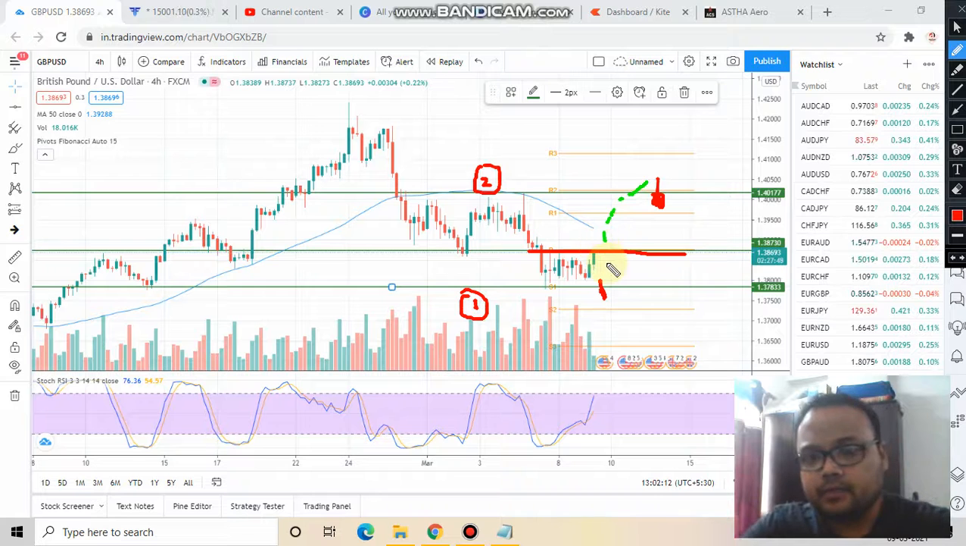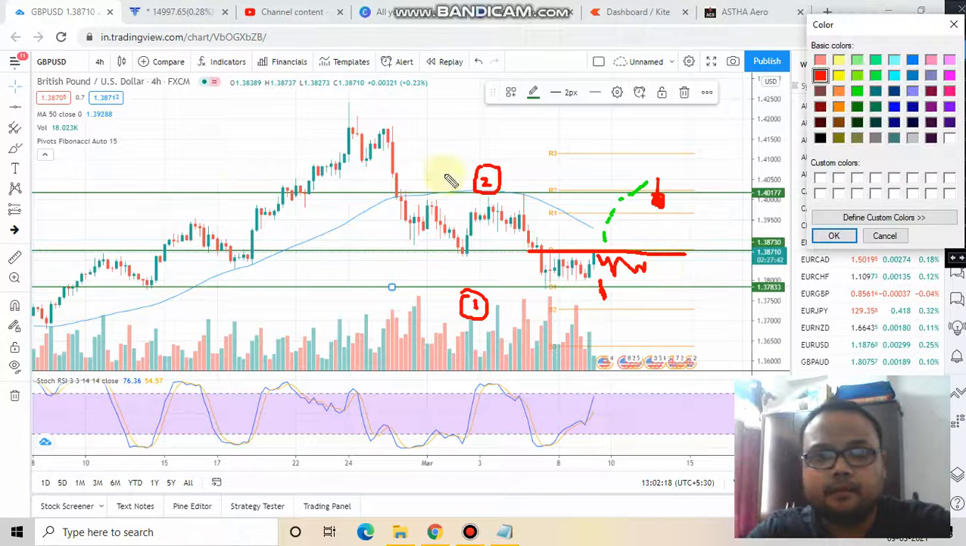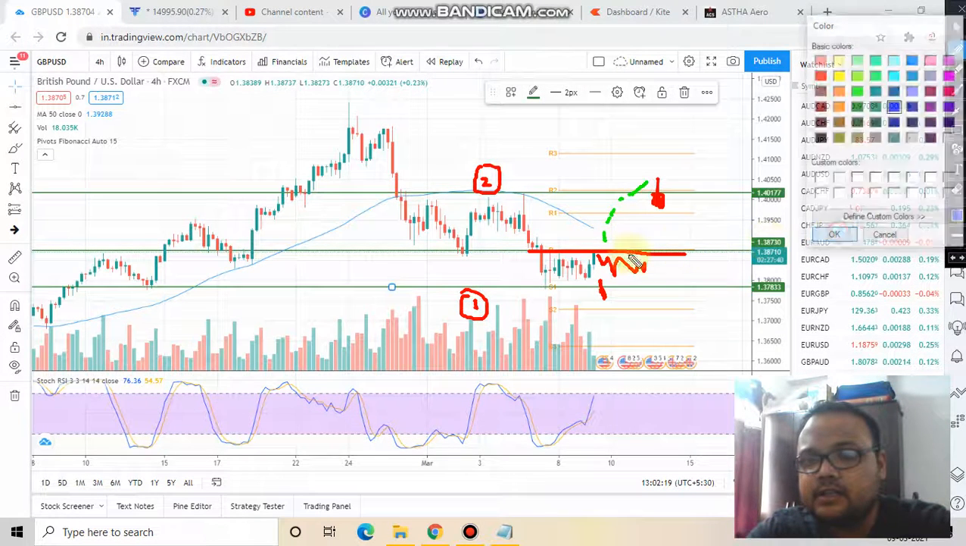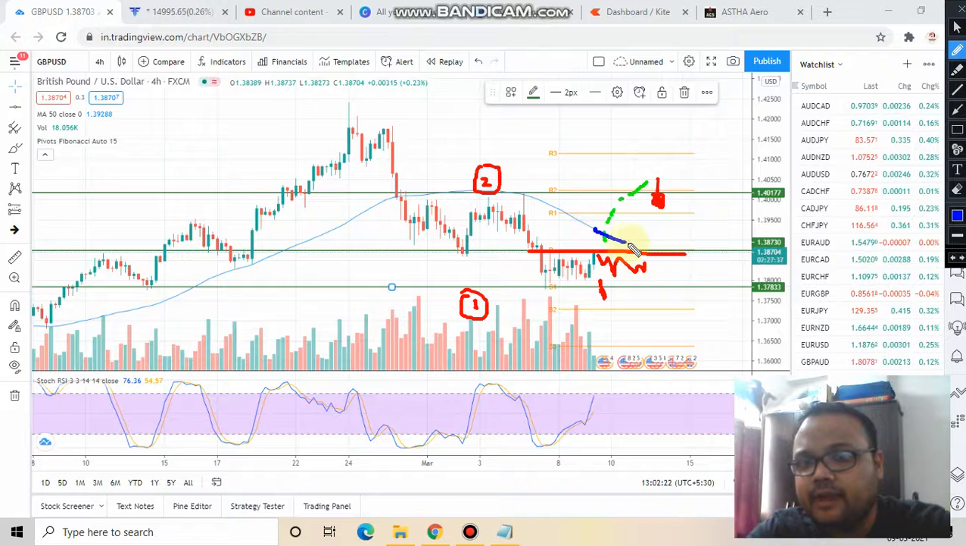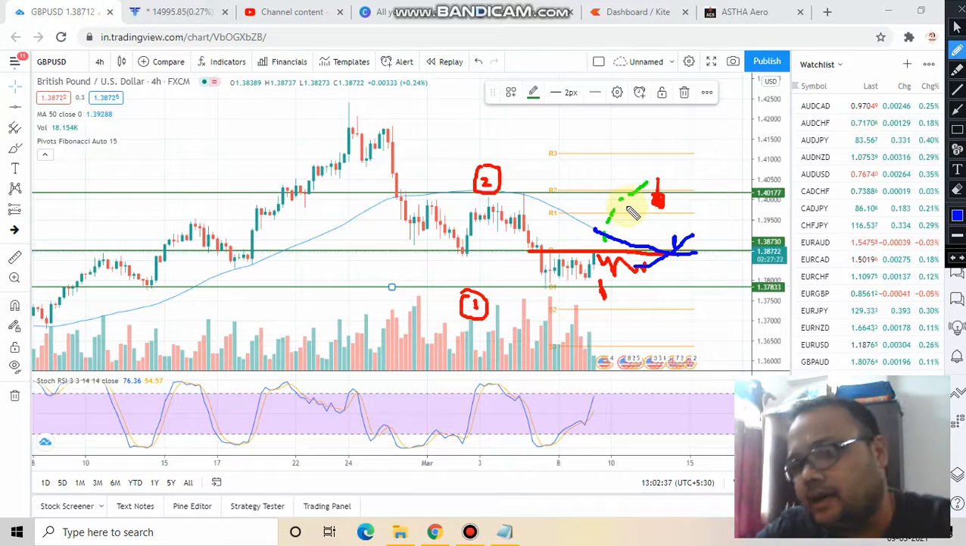Or just wait for the market to linger around this level. After some time when this 50 moving average will be somewhere around here, and when market will cross this 50 moving average, then candles will be above the 50 moving average, then you can go for a buy order. But this will take some time.